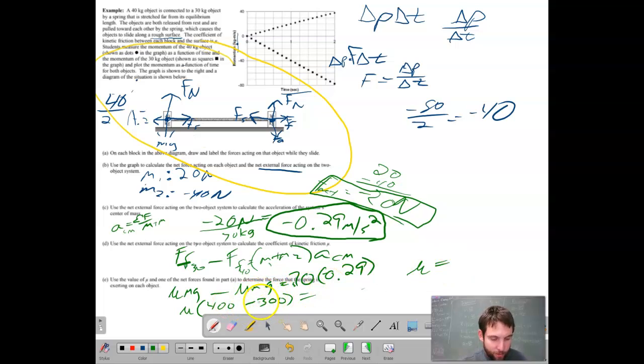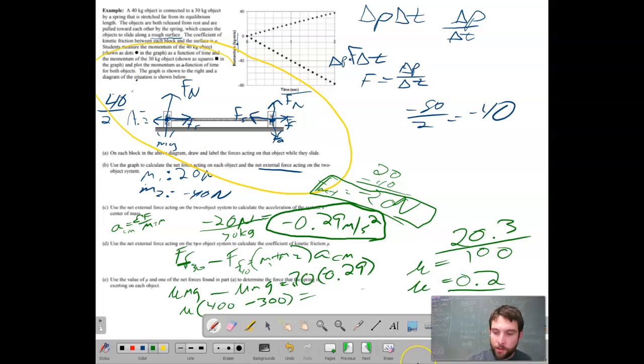100 in parentheses here. It's being multiplied by mu, so I'm going to divide it from the right side. So it's 70 times negative 0.29, which will give me 20.3 for my numerator. Divided by that 100 right here. So my mu will give me about 0.2. Less than 1, greater than 0. I like it. For the last part, let me clean this up.